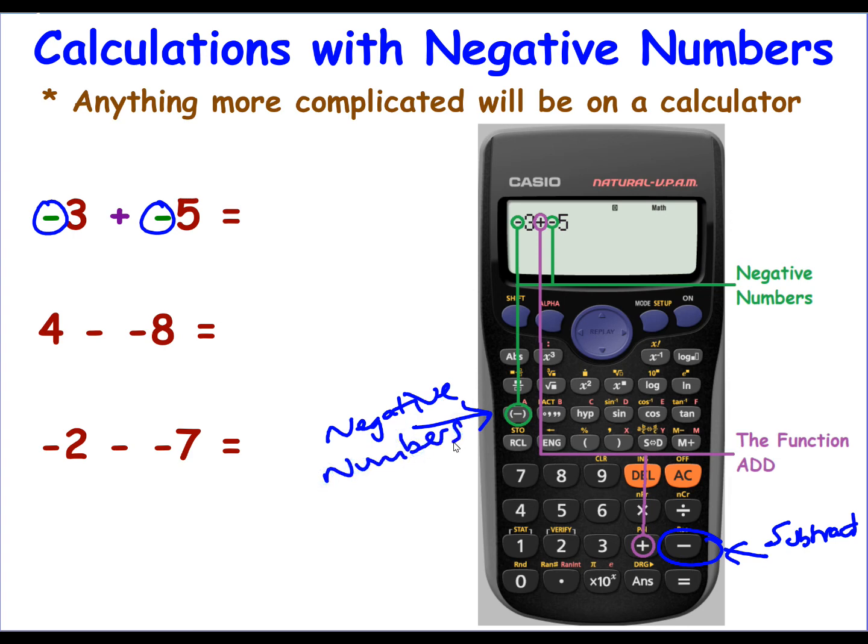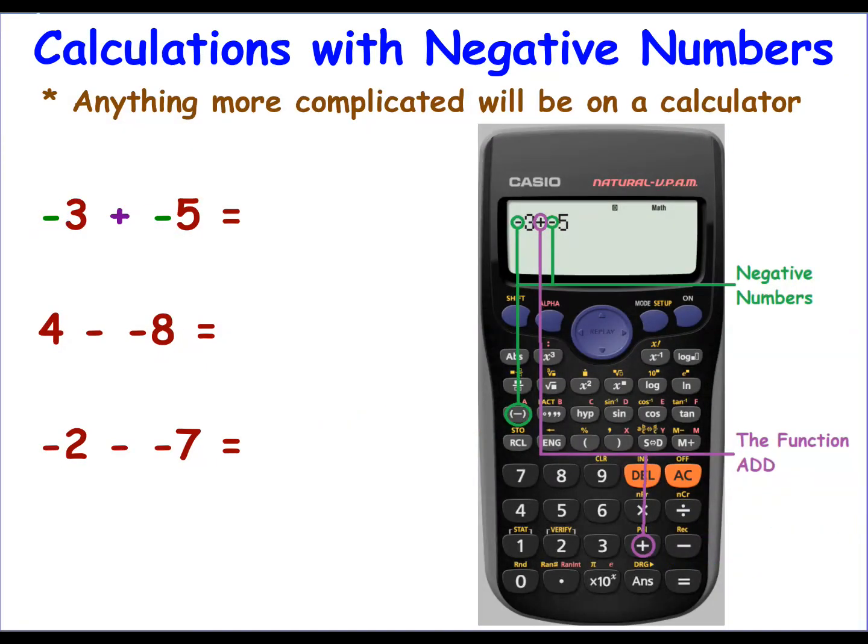So have a go with your calculator at the questions that are on the screen. So minus 3 minus 5 in your calculator should give you minus 8. 4 minus minus 8 should be 12. So this is subtract, and this is the negative number minus 8. And this question here, minus 2 minus minus 7, should give you positive 5. So this is subtract, and this is the negative number minus 7.